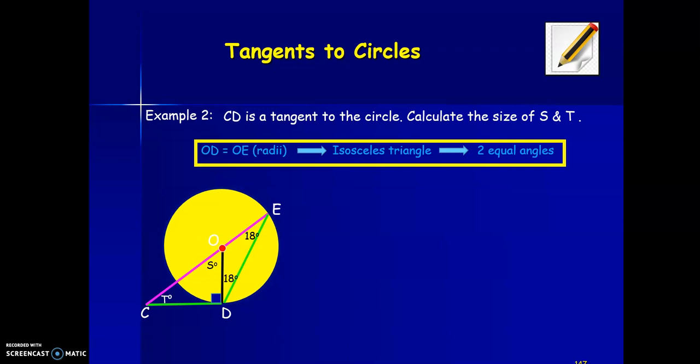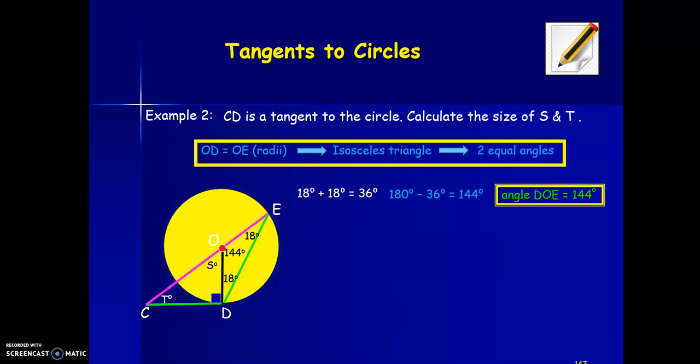So we can fill in 18 degrees at angle ODE also. Our next step would be to get the missing angle at vertex O. So angle DOE. To do this, we add the two 18s together to get 36 degrees. Take it away from 180. So angle DOE is 144 degrees. If we fill that in the diagram, that gives us more information.